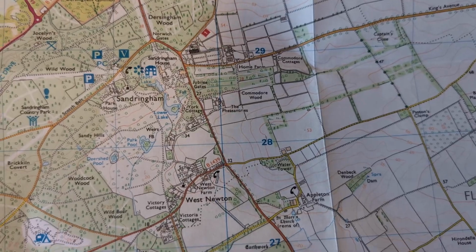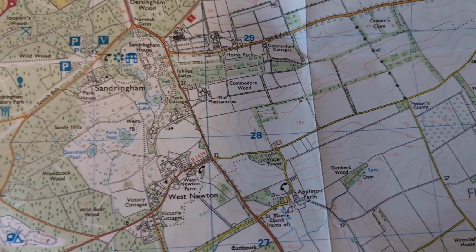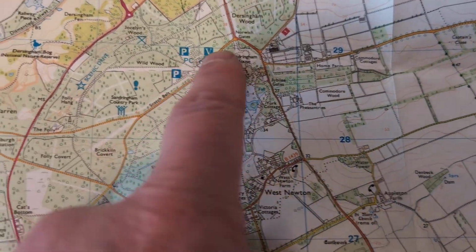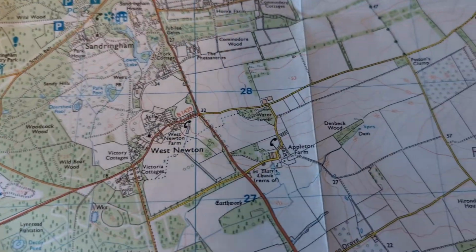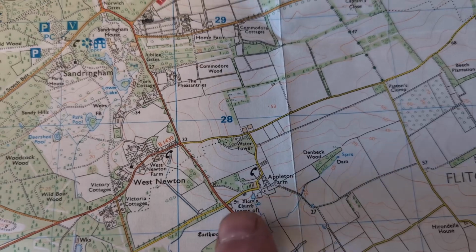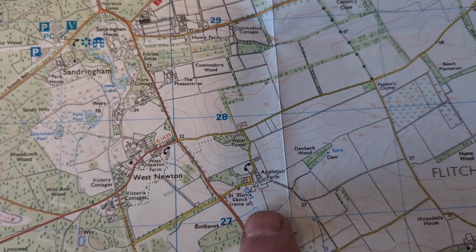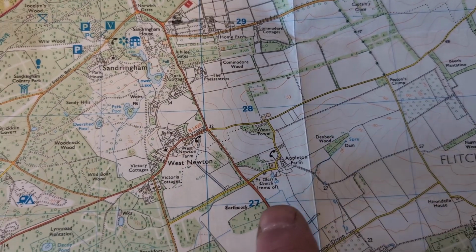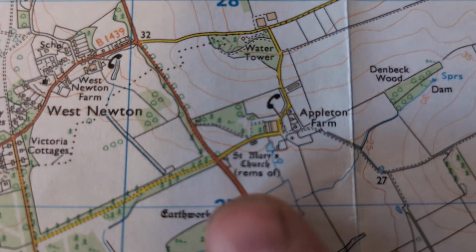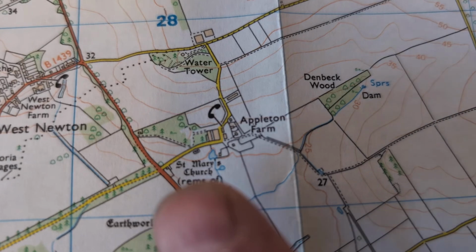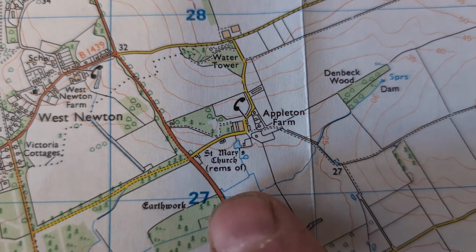So whether I can even actually get to it, looking at this map I can, because I think Sandringham's now kind of, this looks a bit on the outskirts of it, so hopefully we'll be able to get to it, get the drawing up, maybe. But so yeah, there we are, St Mary's Church, remains of. So I'll see you there.